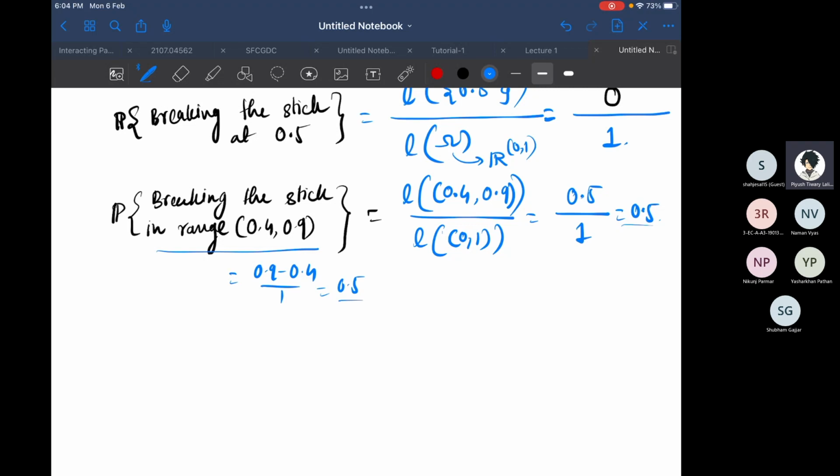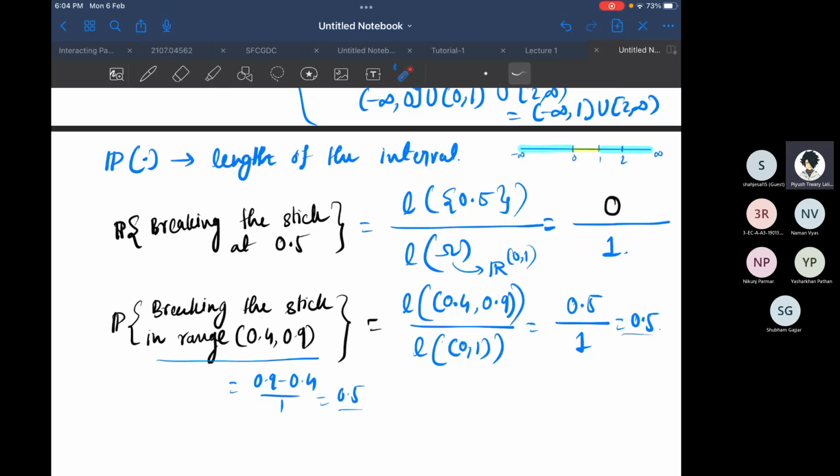Why should you do this? Why should you subtract 0.9 and 0.4 to calculate the probability? It is a measure that you are assigning to that interval, and that measure turns out to be 0.5. That is how you get your probability.